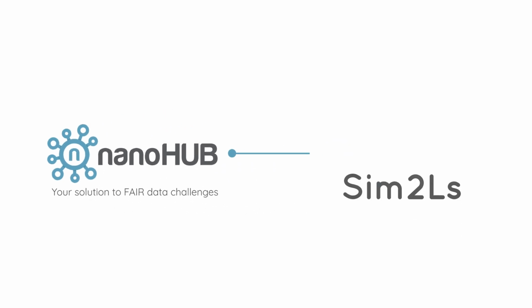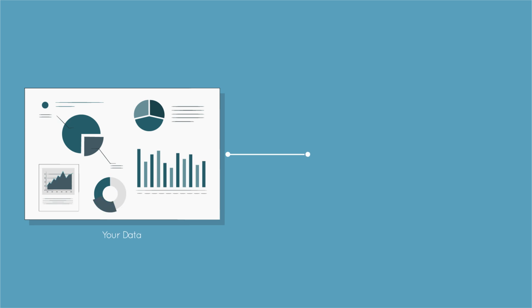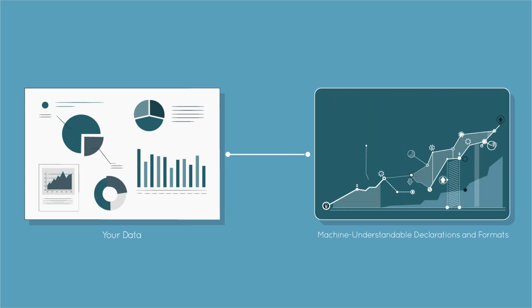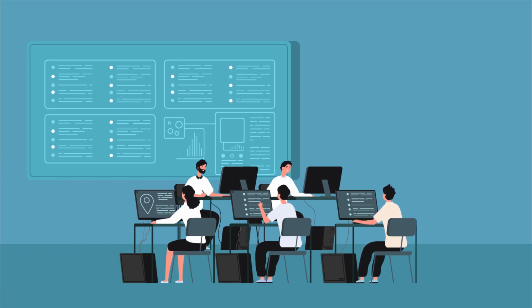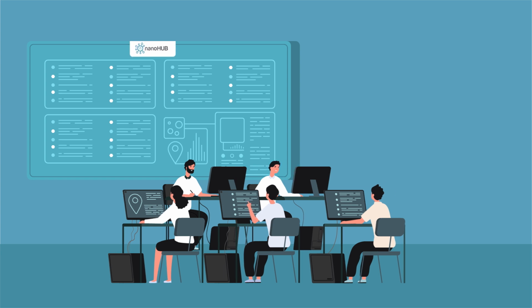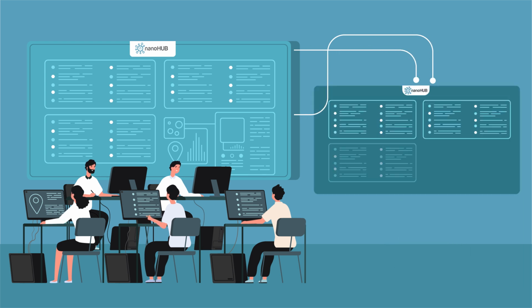How? Through SimTools, a cutting-edge declarative system. SimTools allows your data to be expressed in machine-understandable declarations and formats. Imagine your lab generates and analyzes experimental data, and with SimTools on nanoHUB, it automatically stores and organizes the data and analyses in a FAIR database. What's more, if you include detailed data about your experiments, you have a digital twin on nanoHUB.